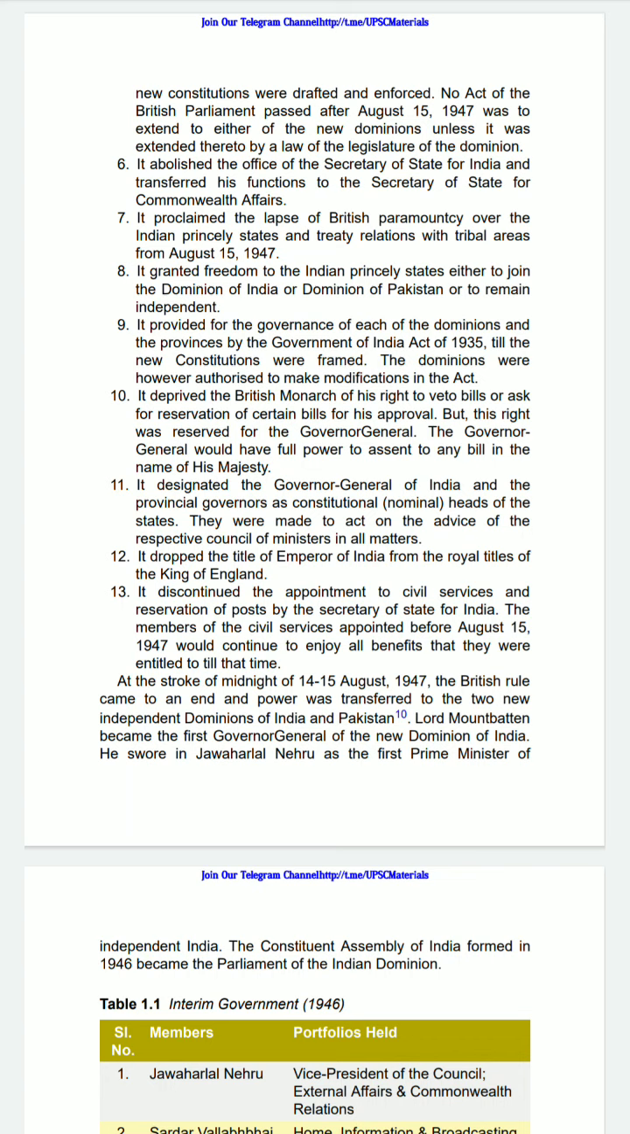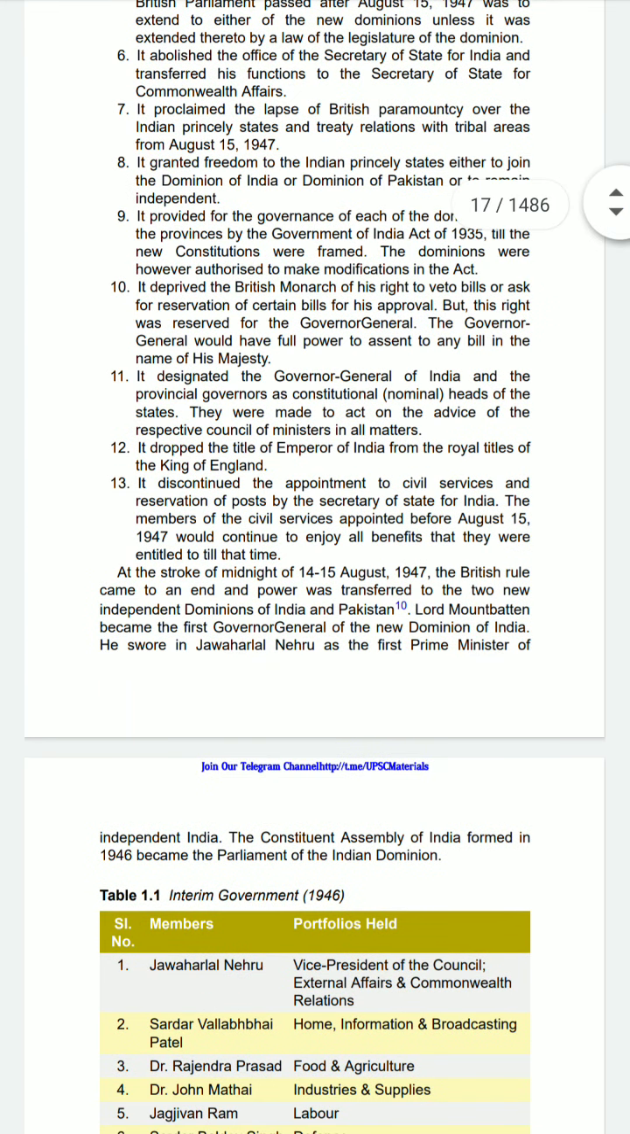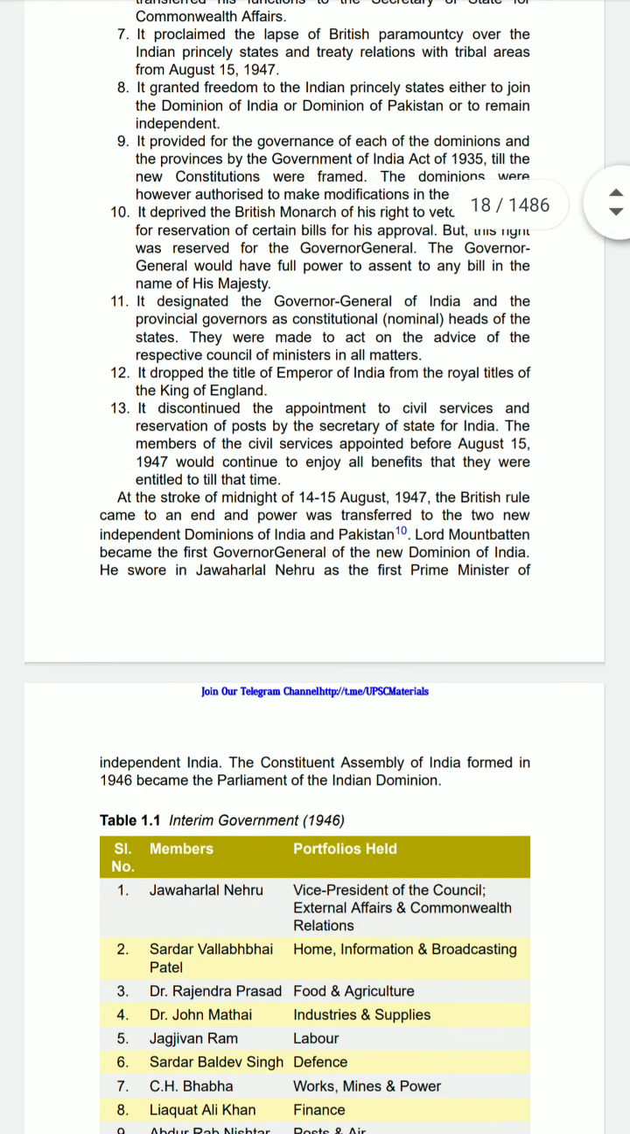It provided for the governance of each of the Dominions and the provinces by the Government of India Act of 1935 till new constitutions were framed. The Dominions were, however, authorized to make modifications in the Act. It deprived the British monarch of his right to veto bills or ask for reservation of certain bills for his approval, but this right was reserved for the Governor General. The Governor General would have full power to assent to any bill in the name of His Majesty.